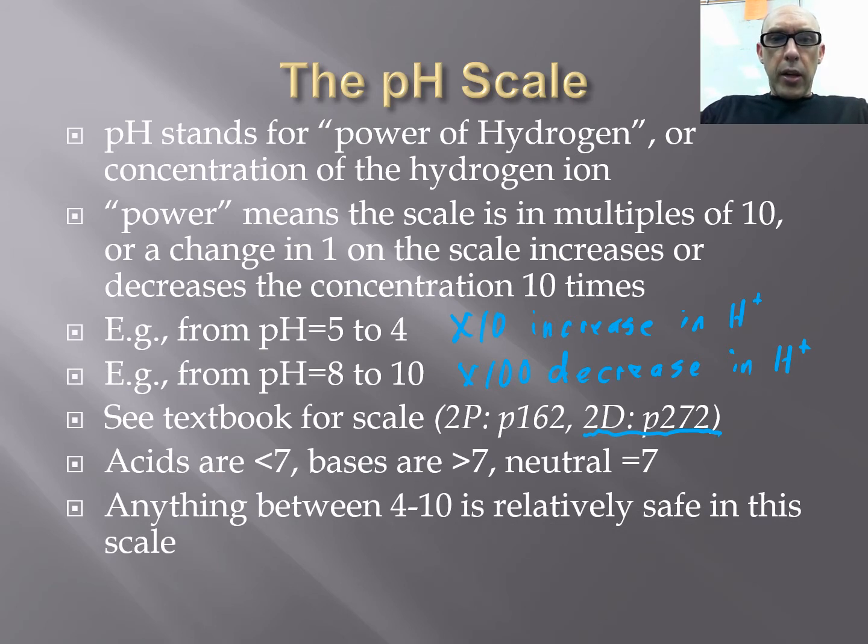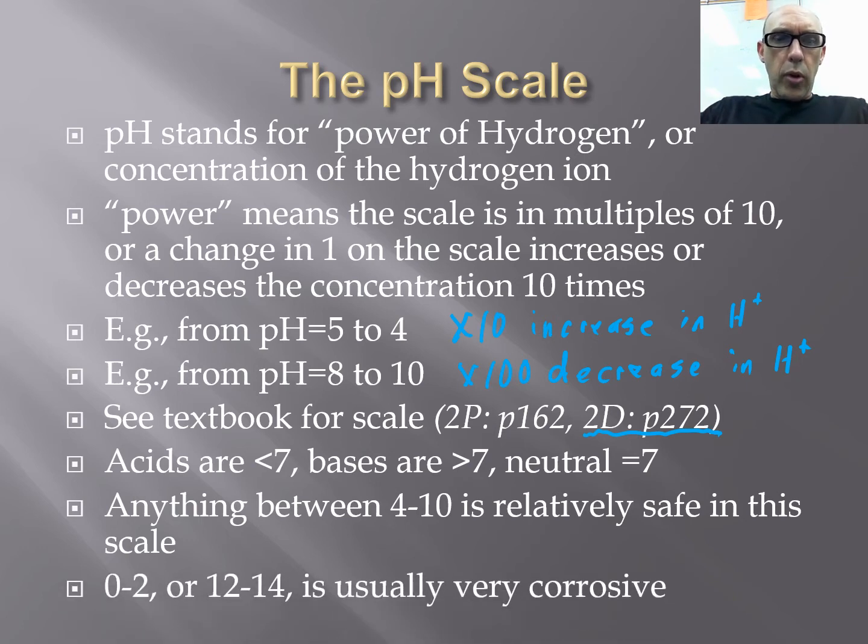What we find is that anything in the range of about 4 to 10 on the pH scale is fairly safe to handle. It's not overly corrosive, so it's fairly safe and easy to work with. However, anything in the 0 to 2 range is very acidic. Anything in the 12 to 14 is very basic. Either end of the scale at this range, they're usually pretty corrosive, so we have to be fairly careful with those. That's where we've got to start using gloves if we're going to use any significant quantity.